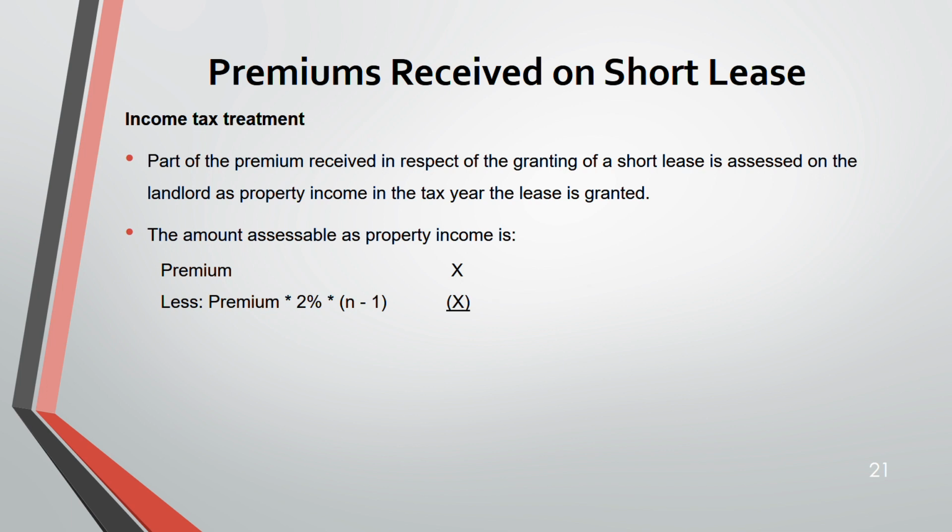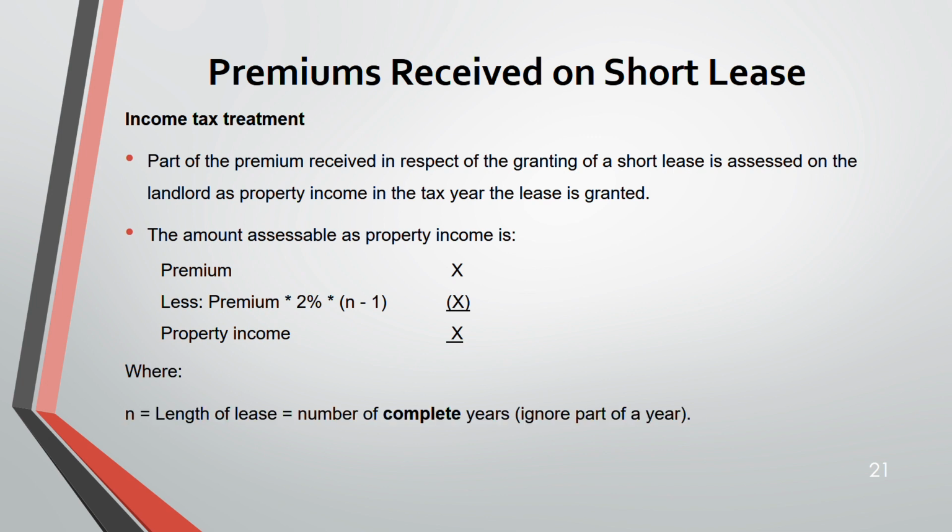What is N? N stands for number of years. That is known as property income, where N is the length of your lease. This will be given to you in the question. Ignore part of a year. You have to take complete years. For example, if they say 38 years, 4 months, you have to take 38 years. You don't take decimals. You need to take full complete years.